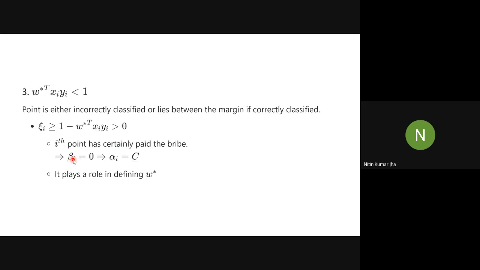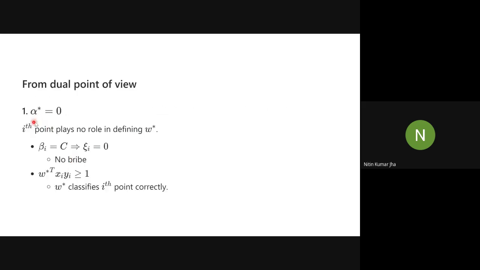Okay, so let's look at the other part, where we'll look at the values of alpha and try to find out the possible positions for the corresponding points. Let's assume that alpha is equal to 0 for some ith point. It means that it plays no role in defining W star. So from there you can say that beta i has to be C, taking all alpha star, beta i star, xi i star. It means that xi i has to be 0. That is, any point that is not playing any role in defining W star is actually paying no bribe, right?